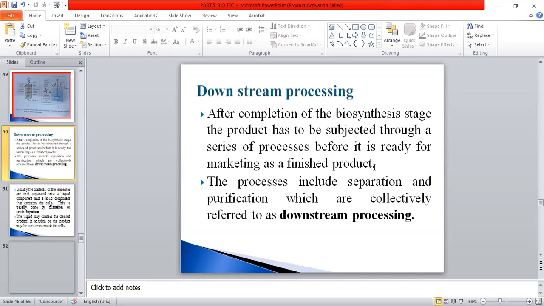Commercially, take an example of any one of the Dasmark products, whatever it may be, an alcohol product. It is also a similar thing. The processes including separation and purification are collectively referred to as the downstream process. That is very, very important. Separation and purification are the downstream process.